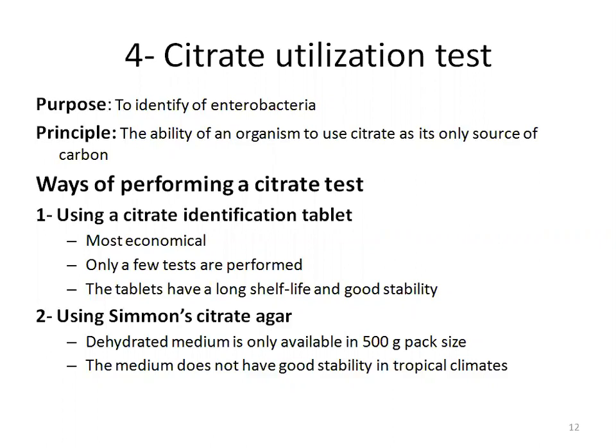The other method is using Simon's citrate agar. There are some drawbacks of this method. In this method, a dehydrated medium is involved, and this medium is only available in a 500 gram pack size. After being opened, the medium does not have good stability in tropical climates as it will absorb moisture from the surroundings. So this is not more reliable.